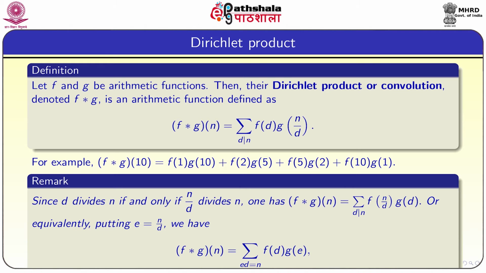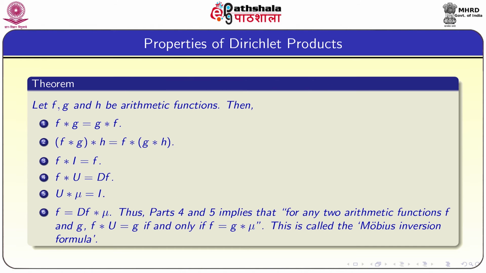So, remarks: since d divides n if and only if n by d divides n, f star g of n is equal to summation d divides n f of n by d into g of d. Or equivalently, we can put e is equal to n by d, and we have f star g of n is equal to summation d e equal to n f of d into g of e. So, now we will see a few properties of these Dirichlet products.